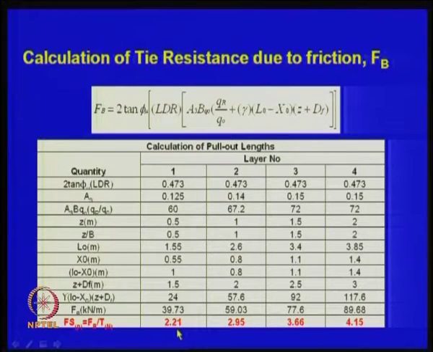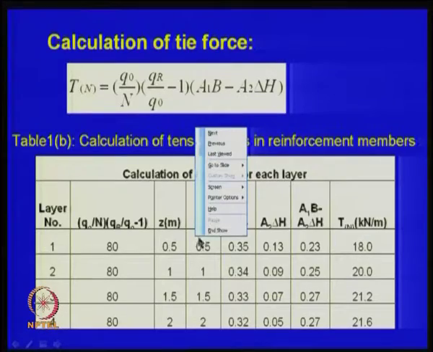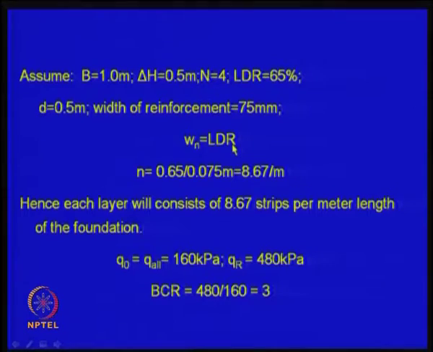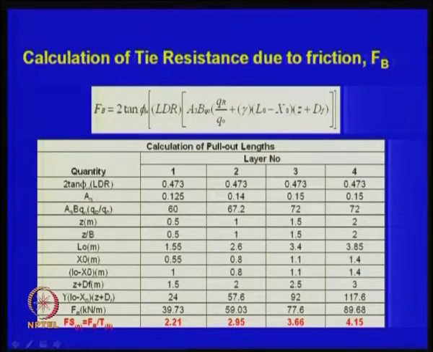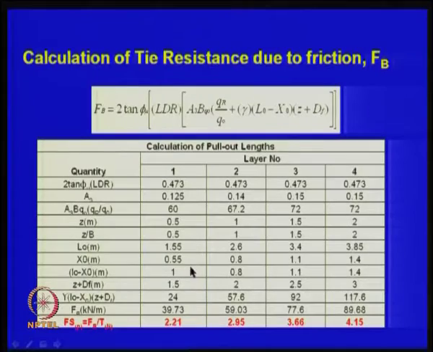We saw that in the example problem that the factor of safety required against pull out was 2 and against tie breaking is 3, right. So, we have to check that. In this case the factor of safety is more than 2, and for the top one it is lower. Why? Because overburden is less. As we go down the overburden increases and hence the pull out resistance increases.